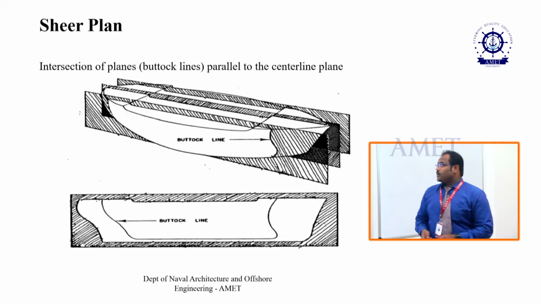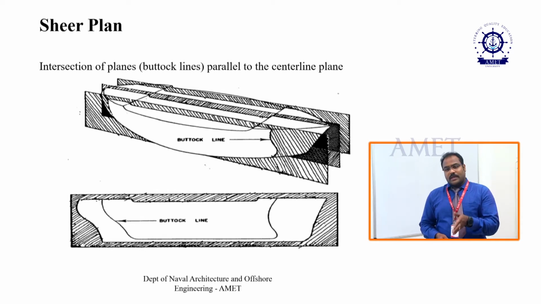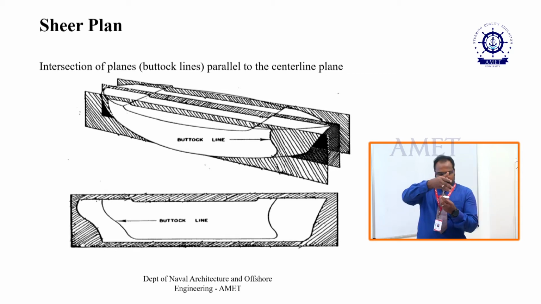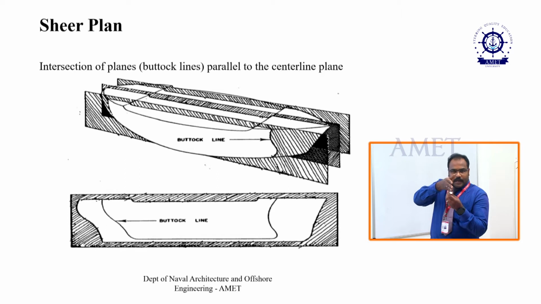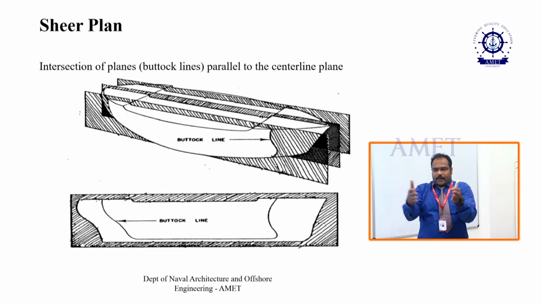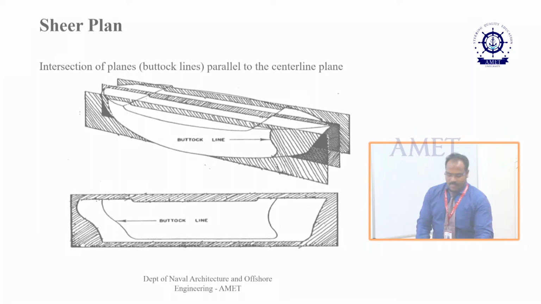Now the sheer plan is the intersection of planes, buttock lines parallel to the centerline plane. So what is the centerline plane? I have a ship and I cut the ship in the center, and that plane I take out and see, that is the centerline plane. So the centerline plane will be like one plane, then a second plane, a third plane. If I put all the planes together, I will get a complete curvilinear shape, that is my ship's hull. That intersection of planes, buttock lines parallel to the centerline, gives the sheer view.